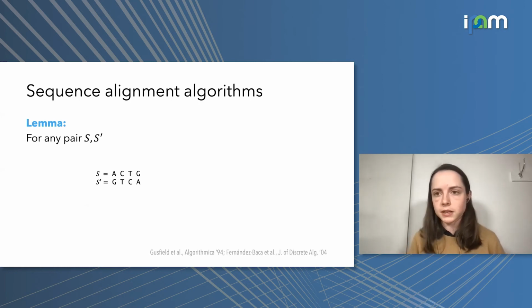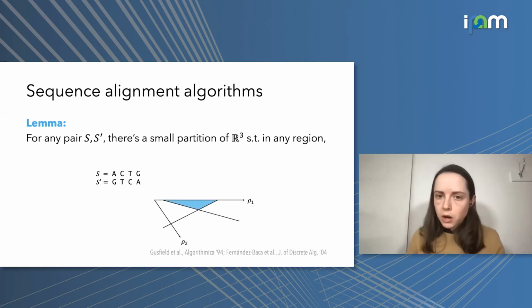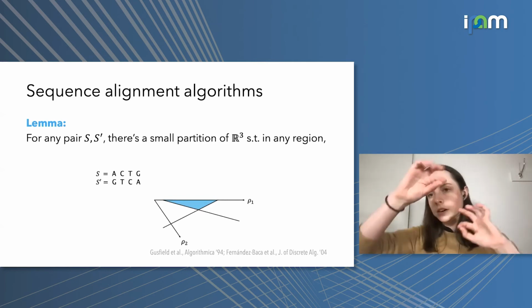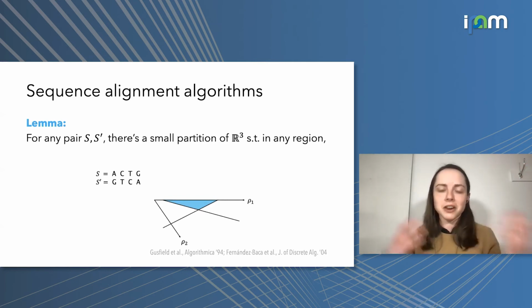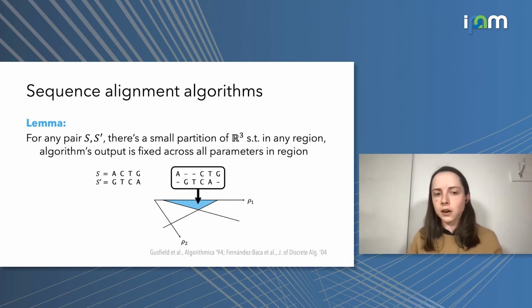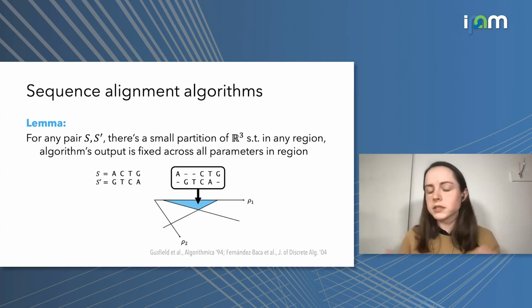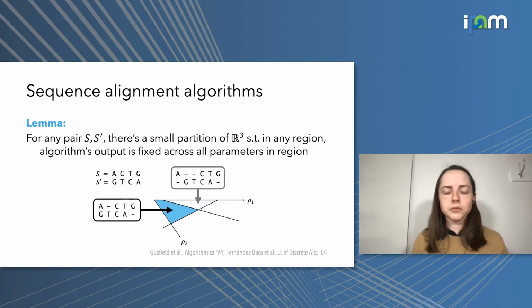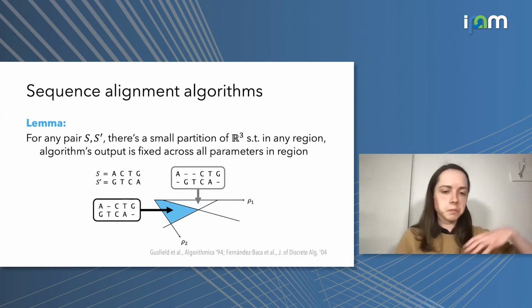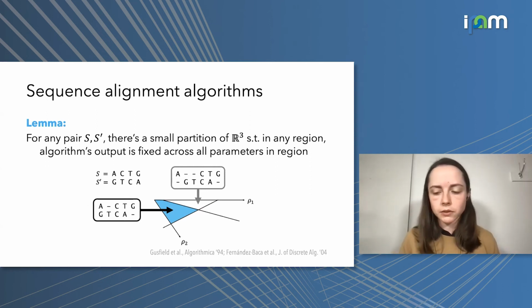It turns out to be useful in this setting too, which says the following. For any pair of sequences, S and S prime, like these two, Gusfield et al. proved that there's a small partition of the parameter space. Here, for the picture, I'm just showing two tunable parameters, but there are three tunable parameters. So there's a small partition of this parameter space so that within any one region, the alignment that the algorithm outputs is fixed across any parameter setting in that region. So for example, in this blue region, no matter what parameter setting we use, the algorithm always outputs this alignment. And if we shift to another region, it will always output some other alignment, no matter what parameter setting we use.